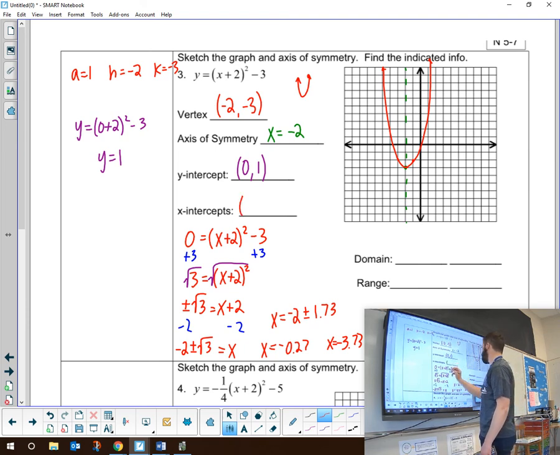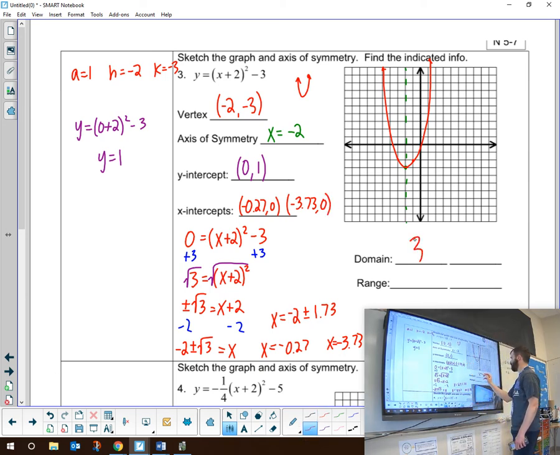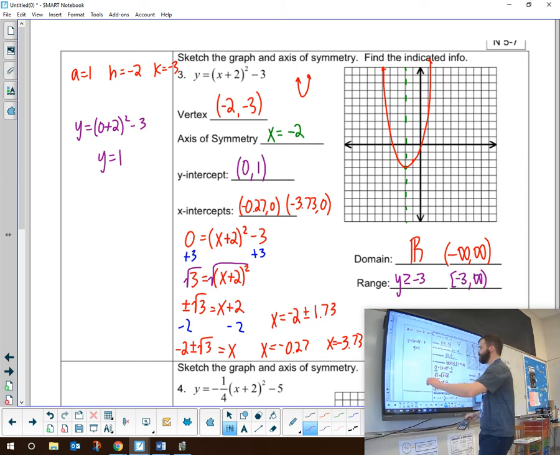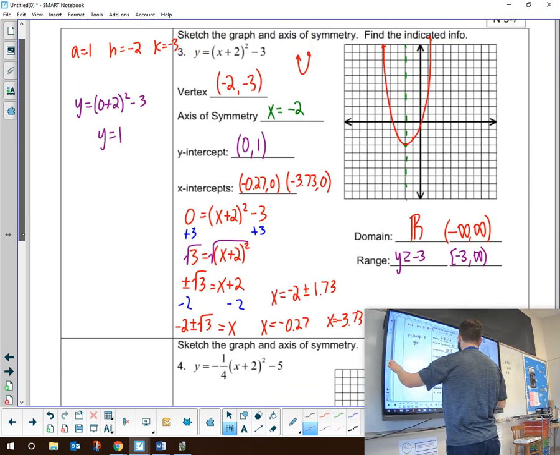My x-intercepts are going to be at (-0.27, 0) and (-3.73, 0). My domain is going to be all real numbers, negative infinity to positive infinity. My range, though, once again, we have to think about it. My lowest point is -3, so it's going to be y is greater than or equal to -3. We have a minimum on this one, and it's going to be [-3, infinity). Okay? And of course, that one's a minimum.